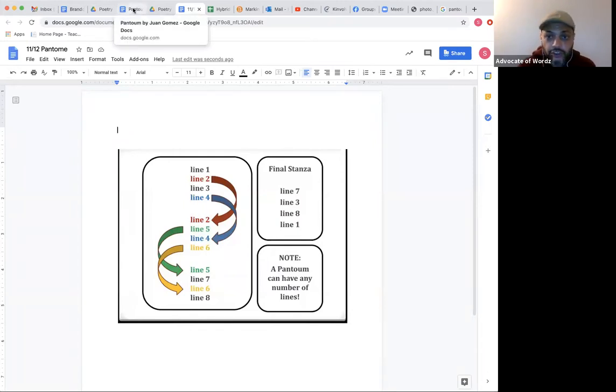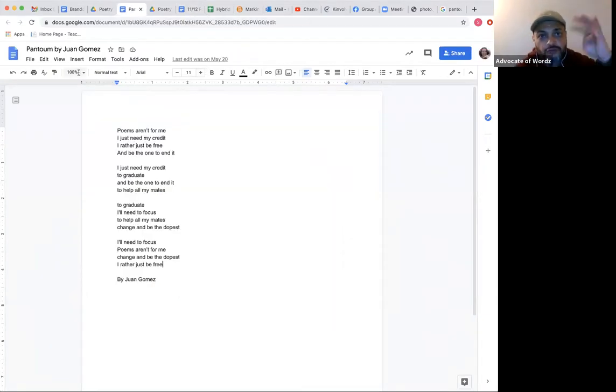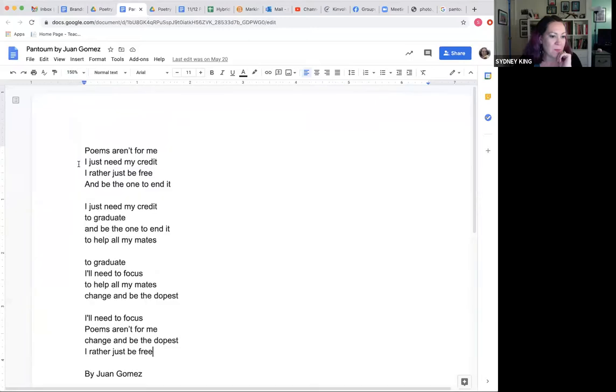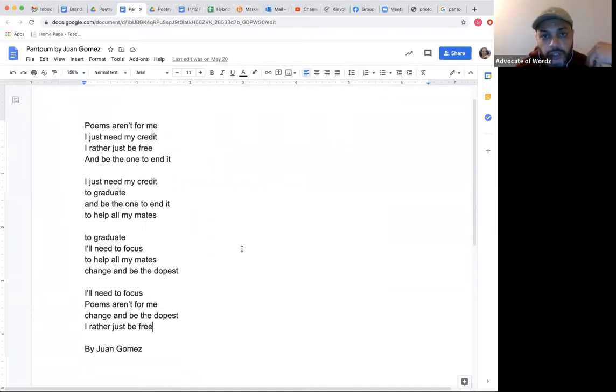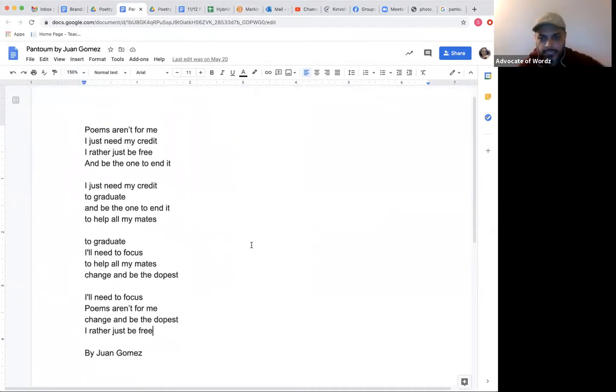So line 1 and line 3 rhyme, line 2 and line 4 rhyme, line 5 and 6 rhyme, if you're looking at the graph that Sydney put up. Line 7 and line 8 rhyme. So that's what I'm saying. Right now, for those of you who are confused, write a 4-line poem. Line 1 and 3 rhyme, line 2 and 4 rhyme. When you get that done, hit me up, and then I can tell you what the next step is.